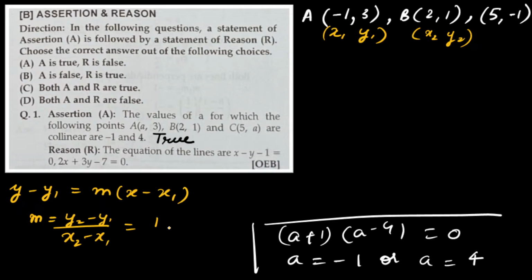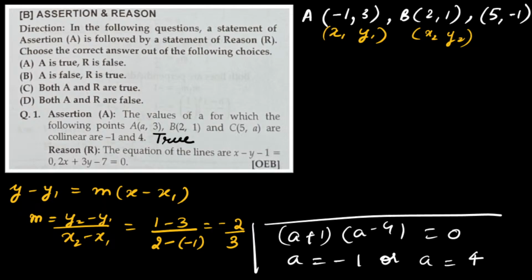Y2 is 1 minus 3 by 2 minus minus 1. So 1 minus 3 is minus 2. So 2 minus signs are together. 2 plus 1 is 3. So we are getting the slope of this line equals to minus 2 by 3.